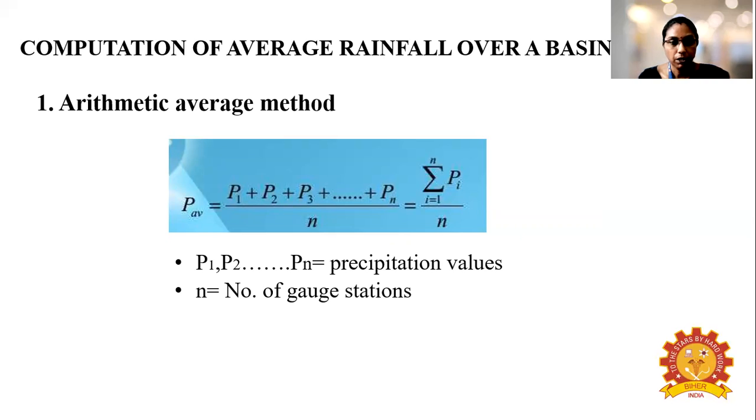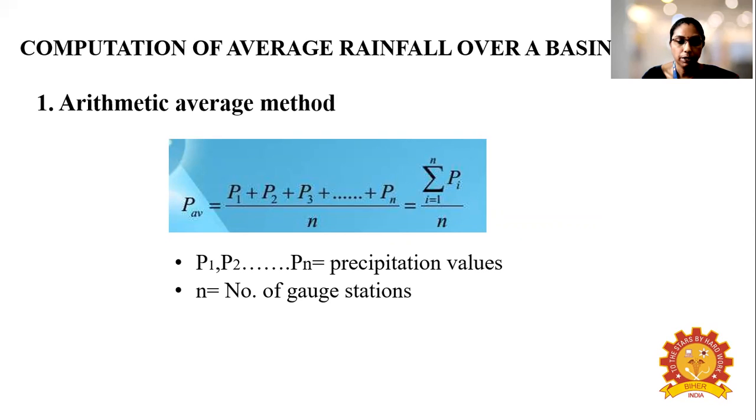So up to n number of rain gauge stations, you can sum up all the precipitation values divided by the number of gauge stations. So that will give you the average amount of rainfall over an area or a basin. So this arithmetic average method is the simplest method. We can use a simple equation like this to calculate the average rainfall over a basin.